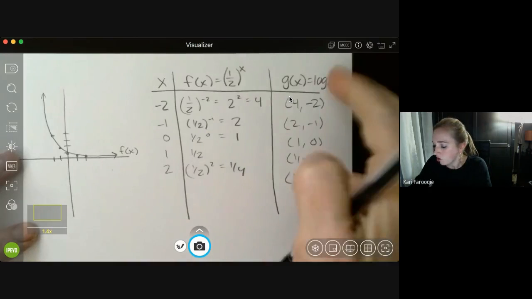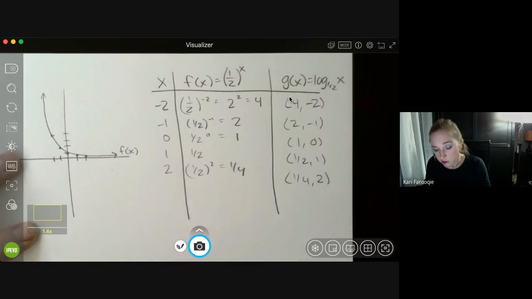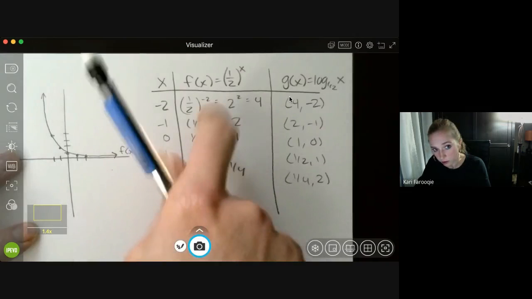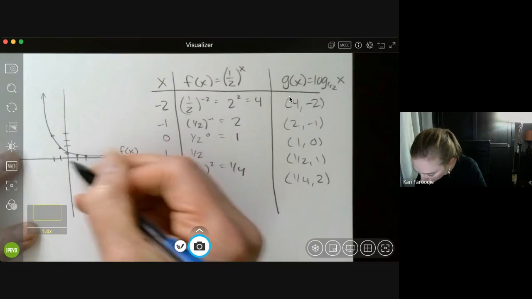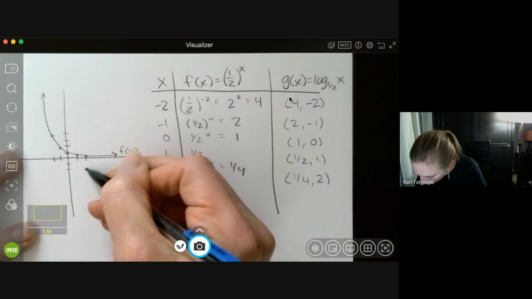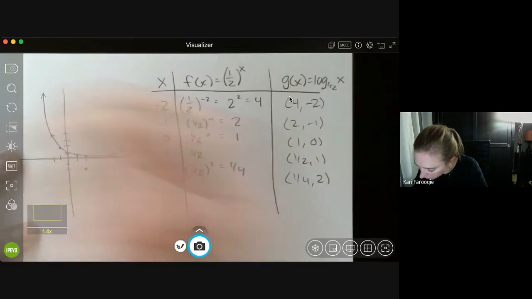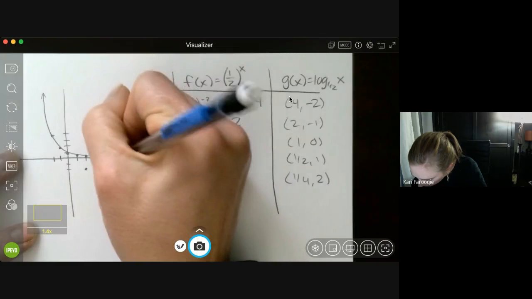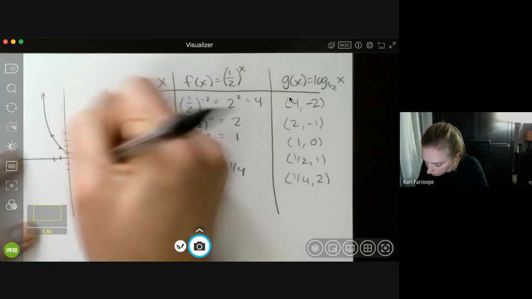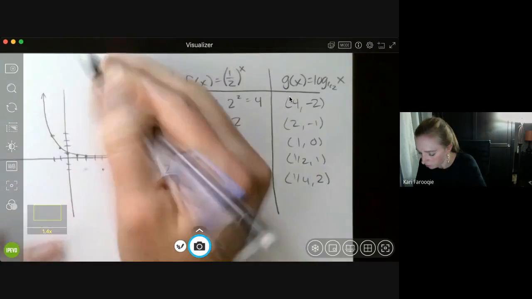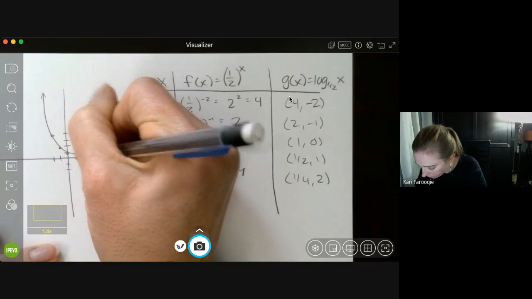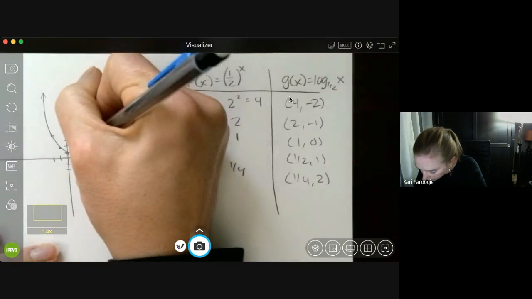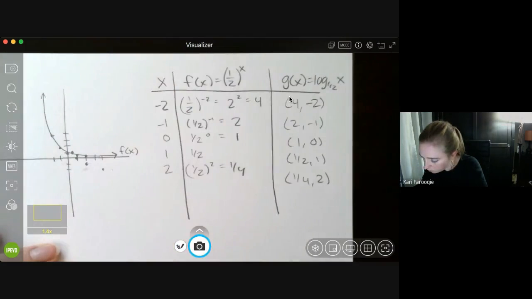You could always use the change of base formula to check this in your calculator, but on your test, when I ask you to graph, this is what I'm looking for, a table of values. All right, so 4, -2 is right here. 2, oh, I did not do 4, -2. I did 2, -2. 4, -2. 2, -1. 1, 0. 1/2, 1. And 1/4, 2. Kind of goes up like this.